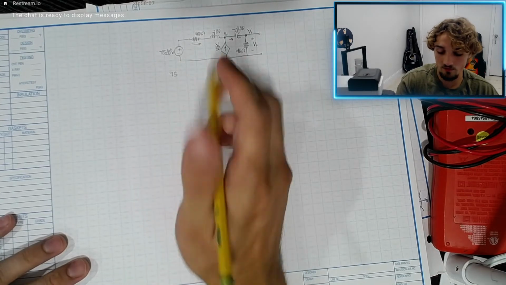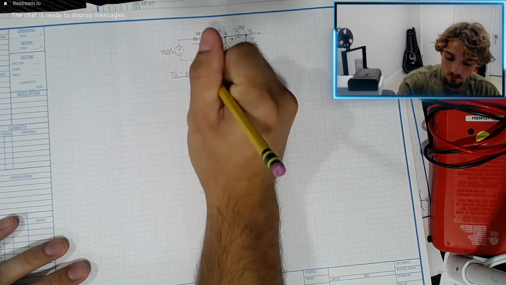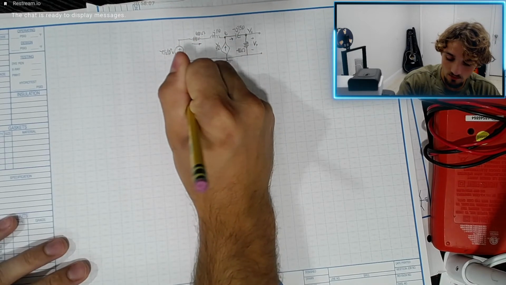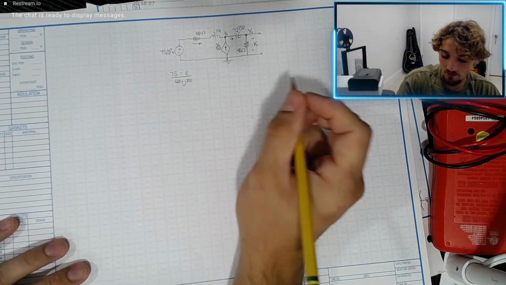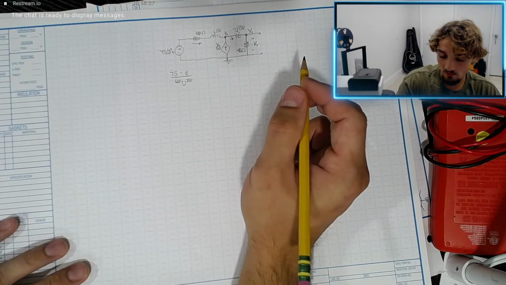So on that end, 75 minus E divided by 600 plus J 150. Okay, right? So 75 minus E though.